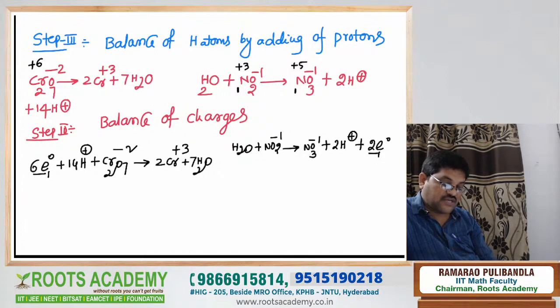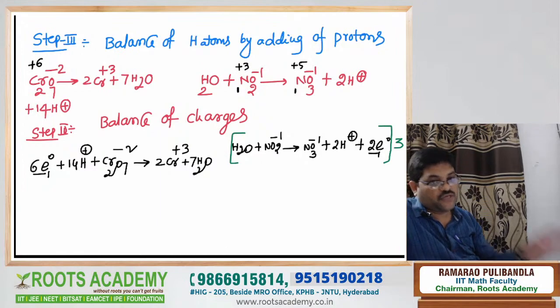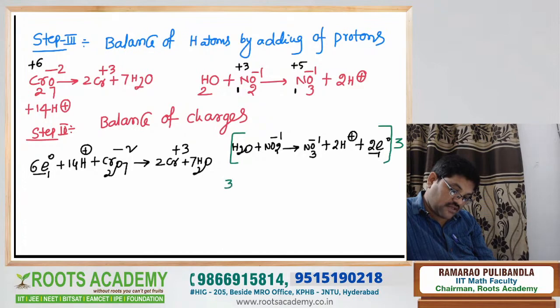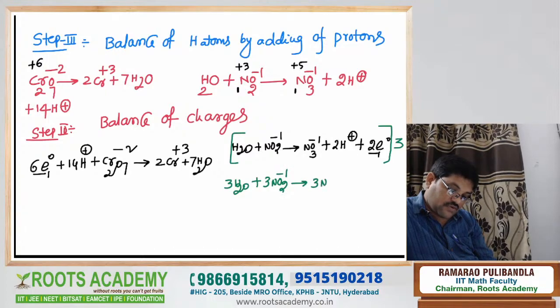Now, for balancing of charges, this oxidation reaction is multiplied by 3. This reaction is what, Nana? Multiplied by 2. When the two equations are added up, the electrons must be equalized. That's why what we write, this is 3H2O plus 3 moles of the NO2 minus gives rise to 3 moles of the NO3 minus plus 6H plus ions plus 6 electrons, right?